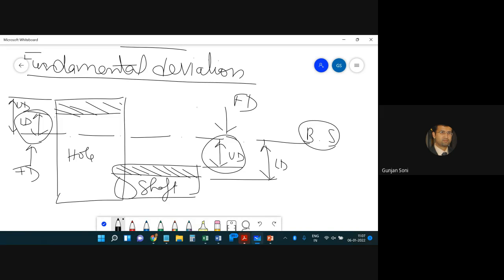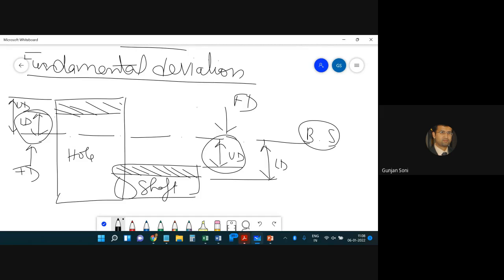Sir, the basic size is the same for both hole and shaft, right? Actually, we are just about to study this. There is a hole basis system and a shaft basis system. In a hole basis system, we consider the basic size of the hole as the 0 line. We are coming to that. Okay, so we talked about all this.